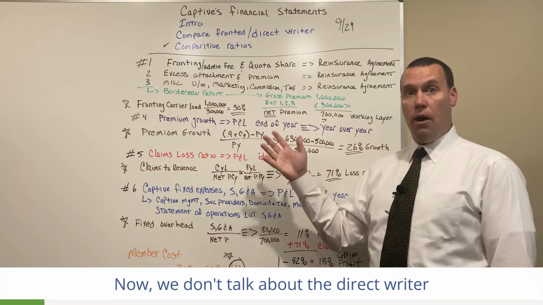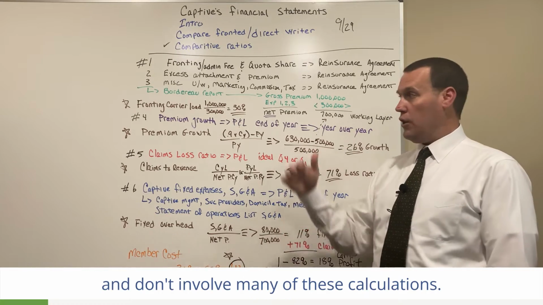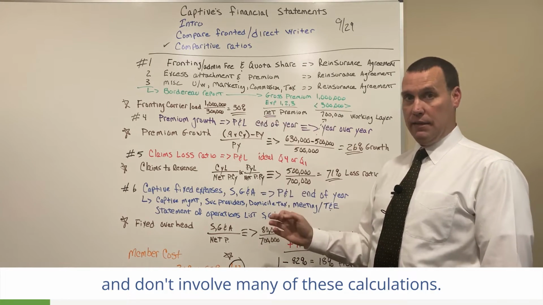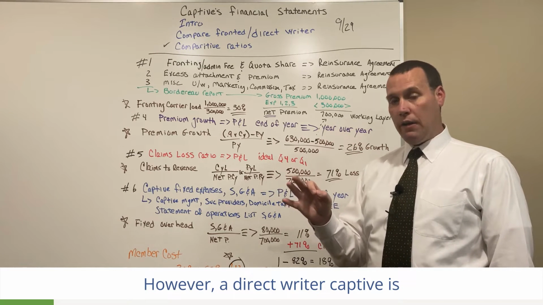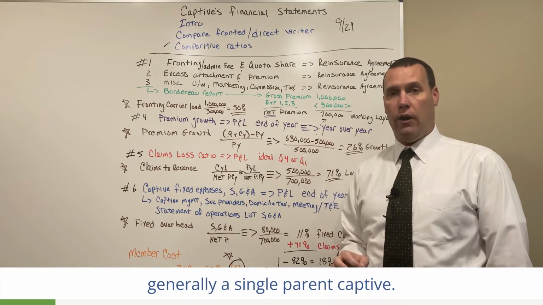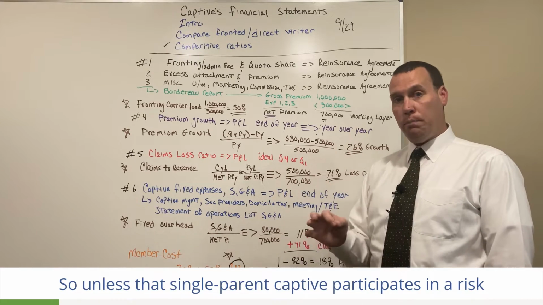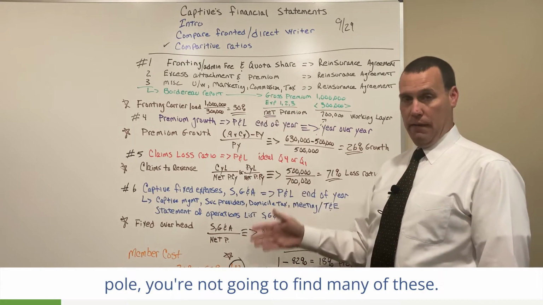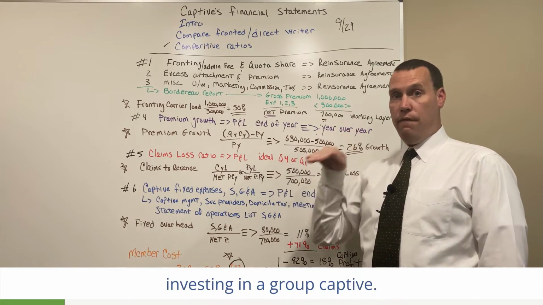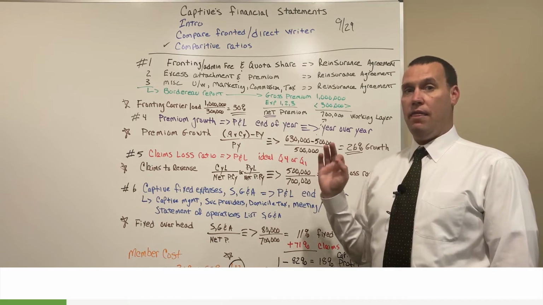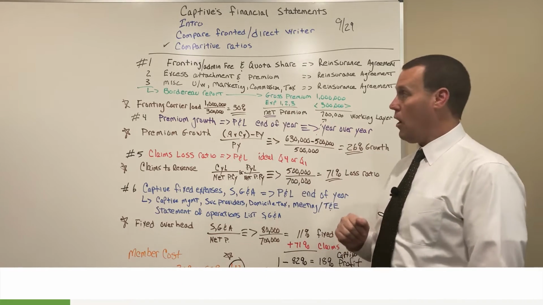Now, we don't talk about the direct writer captive because those financial statements are much easier and don't involve many of these calculations. However, a direct writer captive is generally a single parent captive. So unless that single parent captive participates in a risk pool, you're not going to find many of these. So the insured, the employer, is investing in a group captive. They need ratios. So we're going to talk about those today. So let's dive in.